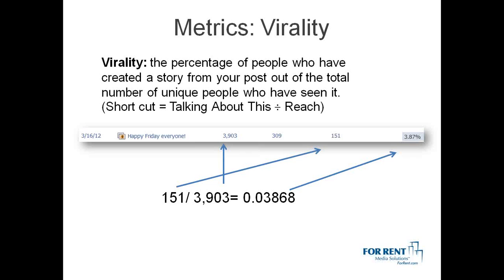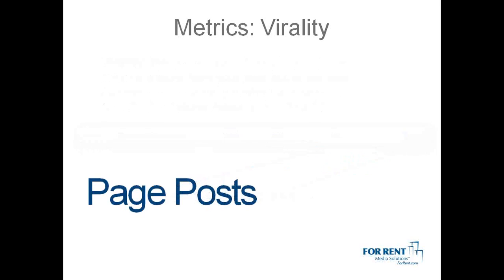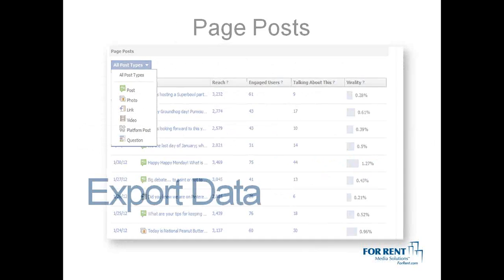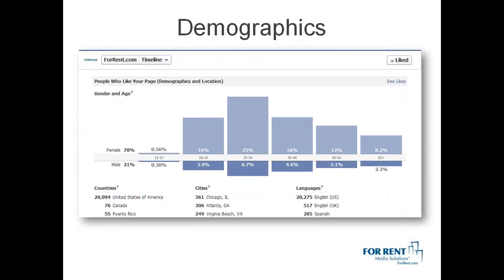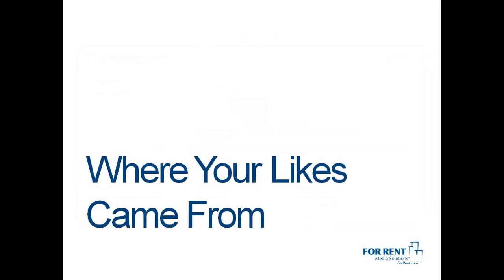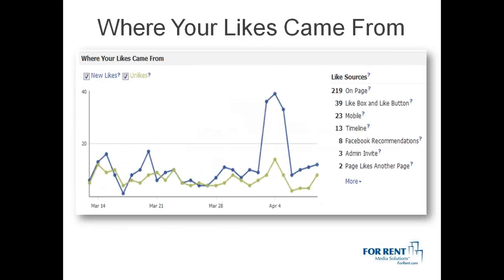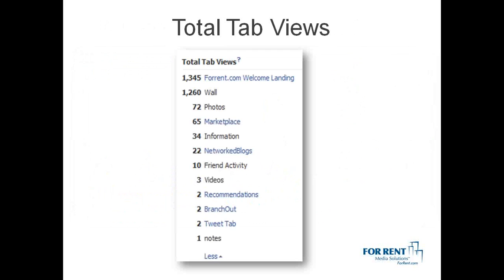So pretty much those are all the things I think you should know about regarding Facebook, the timeline, the Insights tool. We talked about how you can reach your page posts. We talked about how you can export data. We talked about your demographics and how you can view your demographics in different ways. Also, we talked about where your likes came from, how you can isolate your new likes and your unlikes. You can view them together. You can see the source of where people are actually liking your page from. And lastly, we talked about the total tab views, where people are actually spending their time.